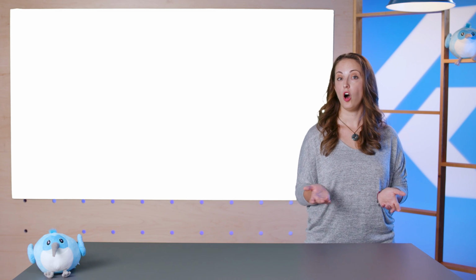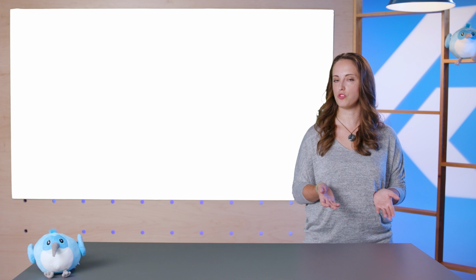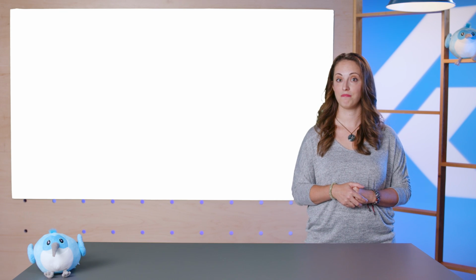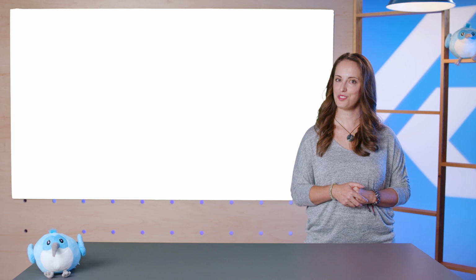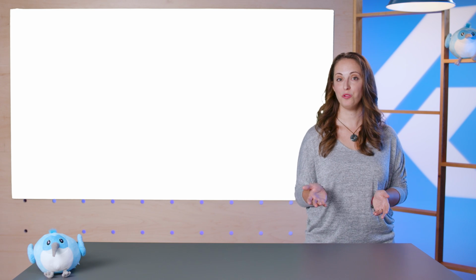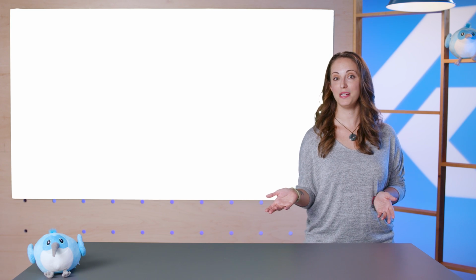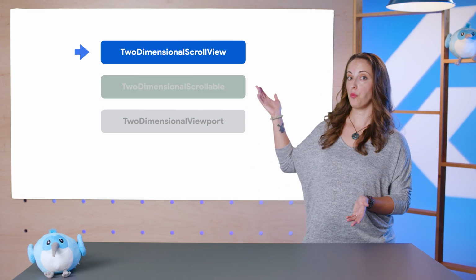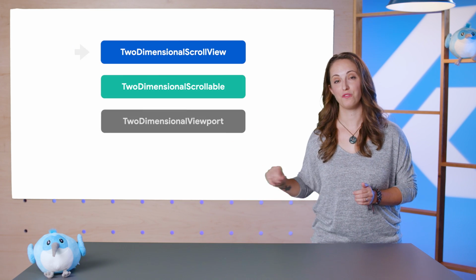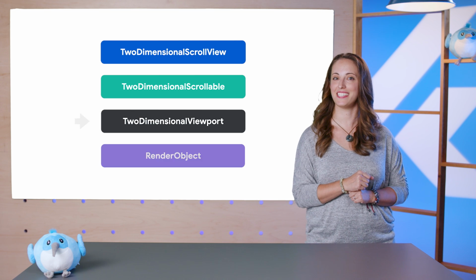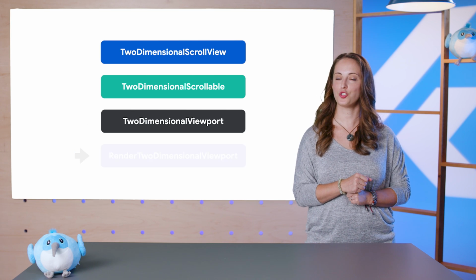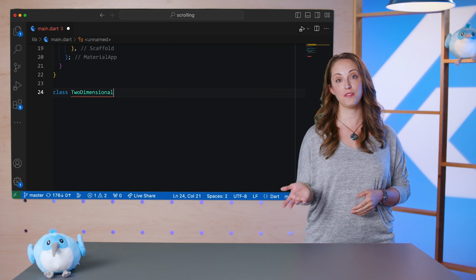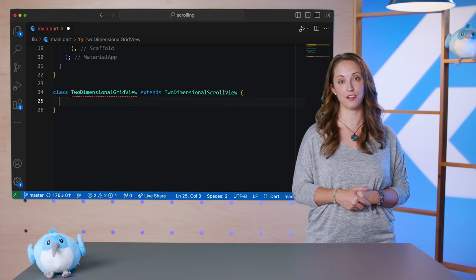In the end, all you need to do to scroll some widgets in 2 dimensions is provide those widgets and their positions. So how do we do this? In this sample, we'll implement a grid that scrolls in 2 dimensions. Let's start from the 2-dimensional scroll view and work our way down to the 2-dimensional viewport where we'll implement its RenderObject, render 2-dimensional viewport. 2-dimensional scroll view is one of the abstract classes I mentioned earlier.